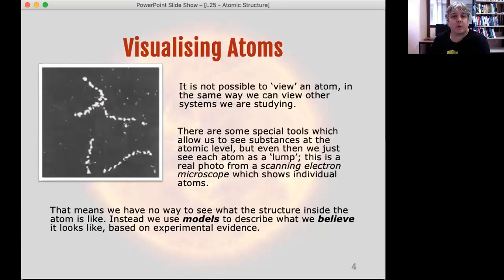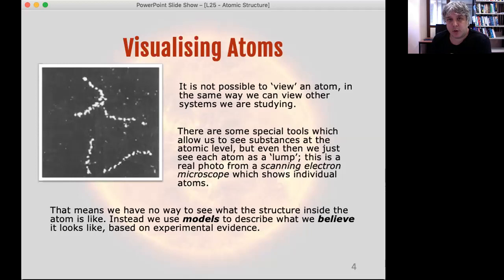We can't actually view atoms. They are too small, so we can't look at them in the same way we look at other systems that we are studying. There are some special tools that allow us to create images of atoms, even at an atomic level, but really it just shows them as being little lumps of atoms. There's absolutely no way for us to see what is inside an atom and what an atom looks like from any kind of visual sense.